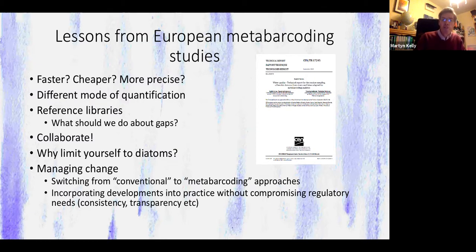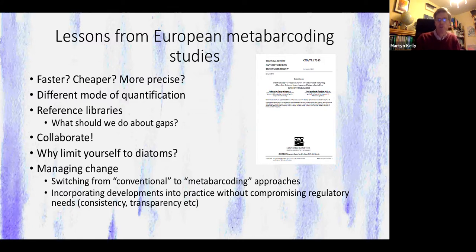And our regulators are very keen that they have a standard method that they can use for years into the future. Whereas I think in the metabarcoding era, we need to find ways of being able to incorporate new developments into practice that don't compromise regulatory needs such as consistency and transparency. And in a way, I think a lot of the methods we need are available via the intercalibration process.